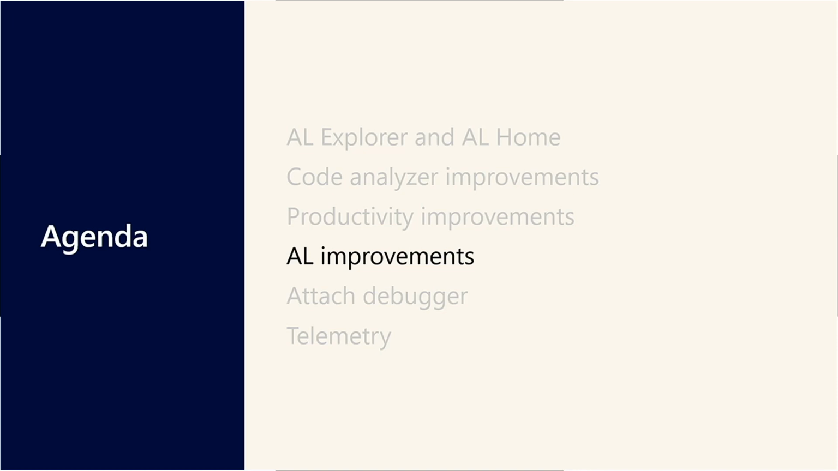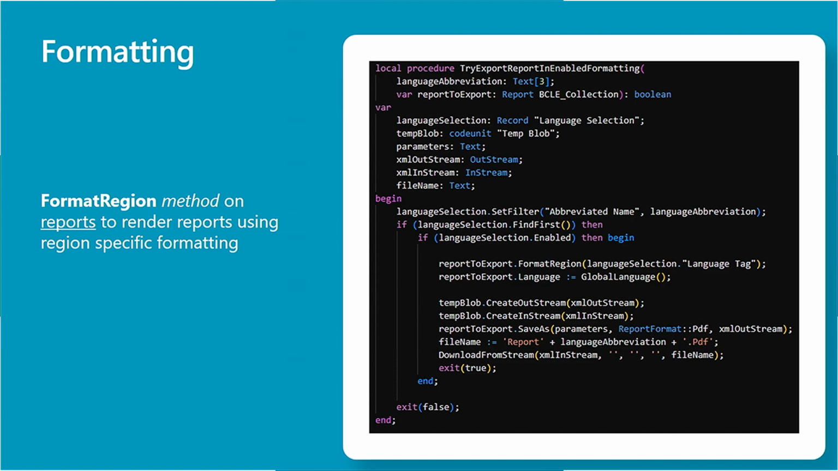Okay. Let's stop with some of these productivity improvements and talk about the AL improvements. I'm going to go through a few of them, not all of them, but a few of them. A new one is formatting. So on reports, you now have a format region, which allows you to render a report in a different format than what your current session is in. So you can have a Danish guy in a Danish session actually rendering a German report, which is quite nice. There's a language table that you can use to find the language ID that you need in order to render this. Go try that out.